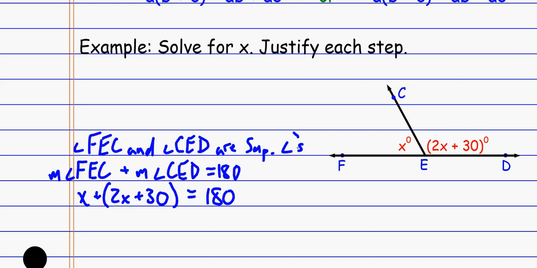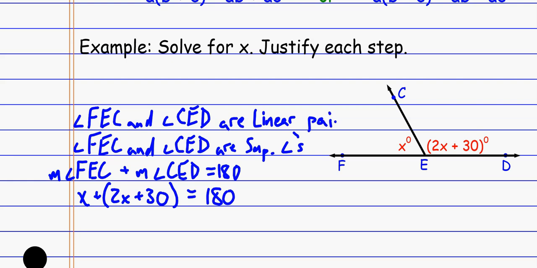Well, I know they're supplementary because FED is a straight angle. A really easy way to say that is to say that FEC and CED are a linear pair. See, they're two angles that are adjacent, and that's a nice succinct way of saying it. Say angle FEC and angle CED are a linear pair. See, now I have this foundation built to justify each step.